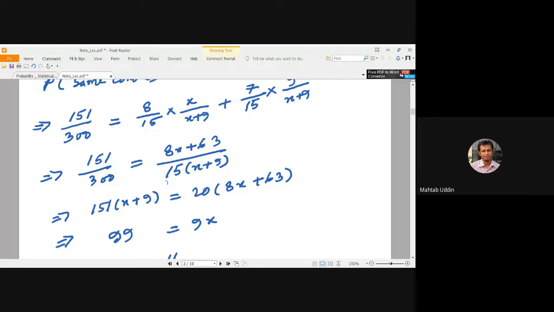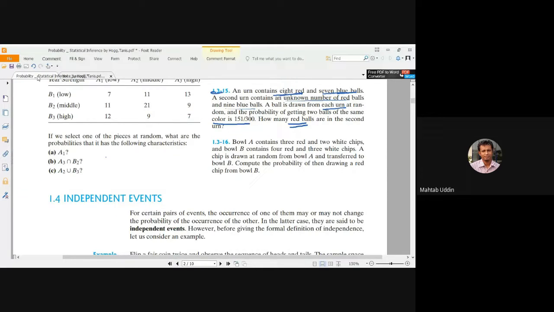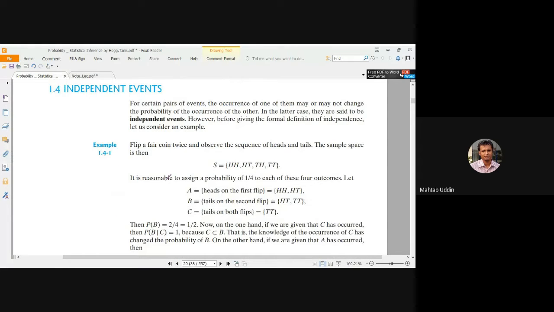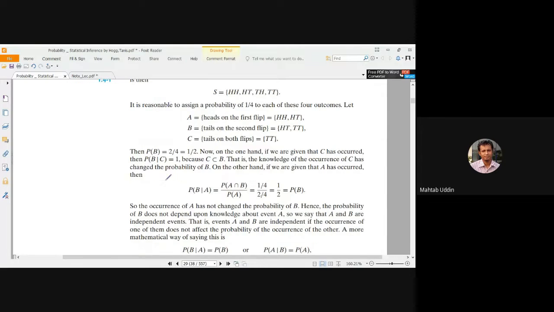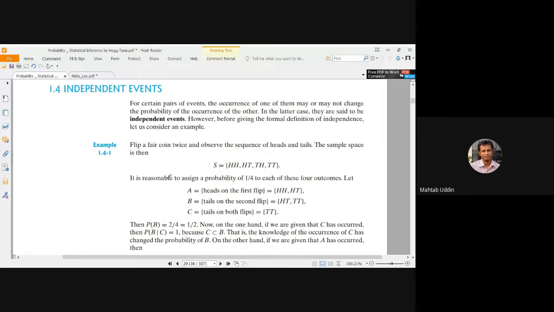Now we are going to the next chapter. Actually, the next chapter is so easy. The independent events. Independent events mean that one event does not depend on the others. But how can you identify that events are independent? There are two ways.